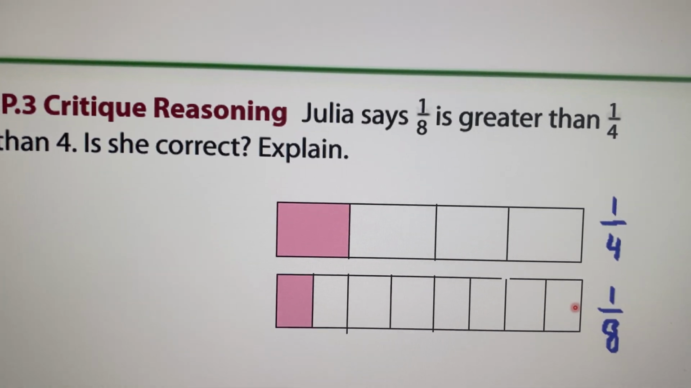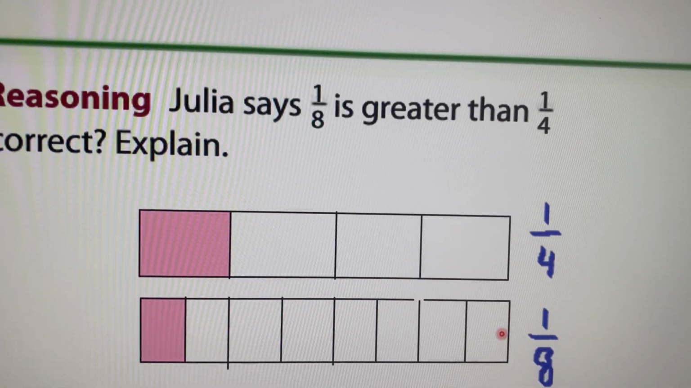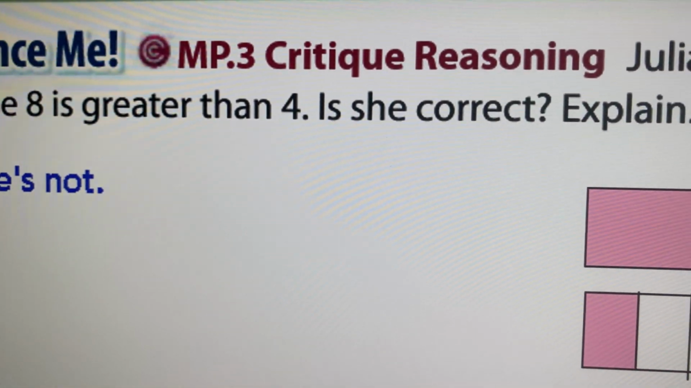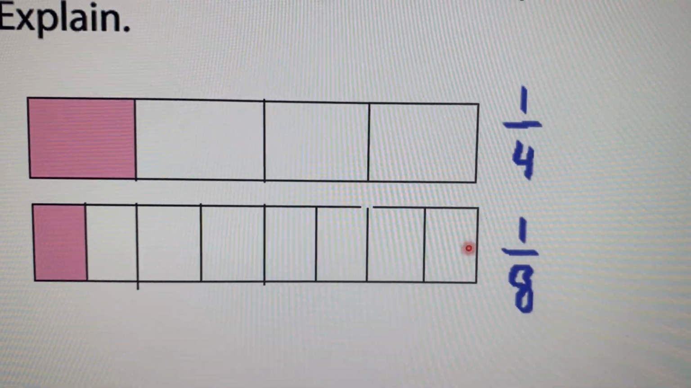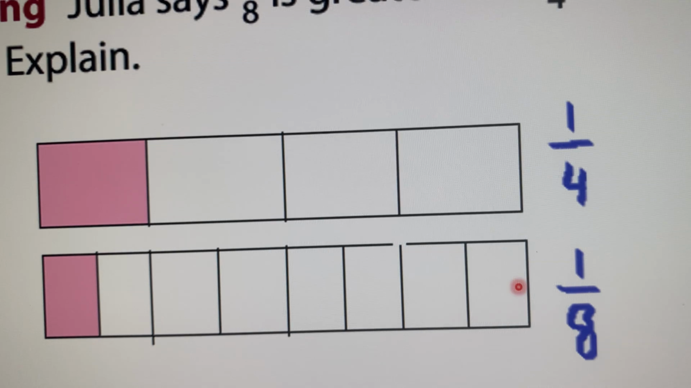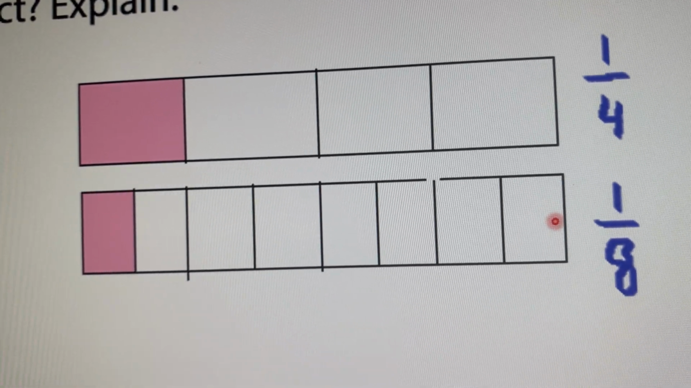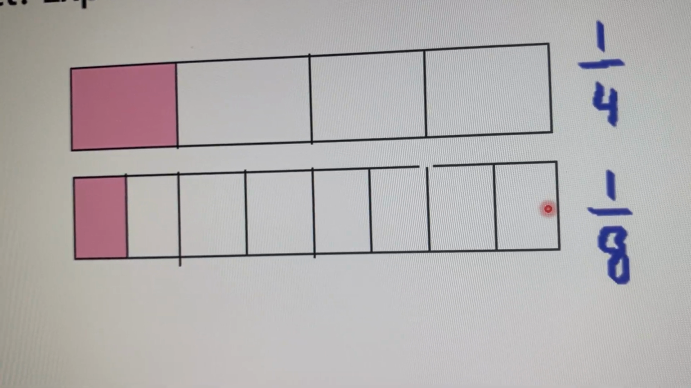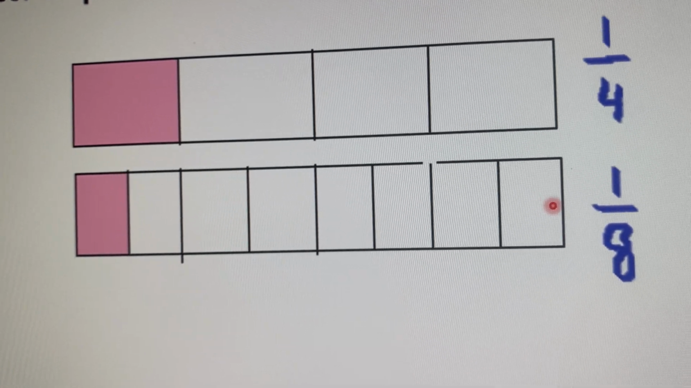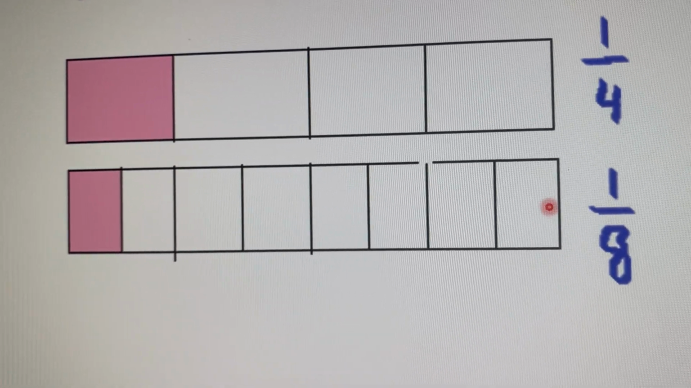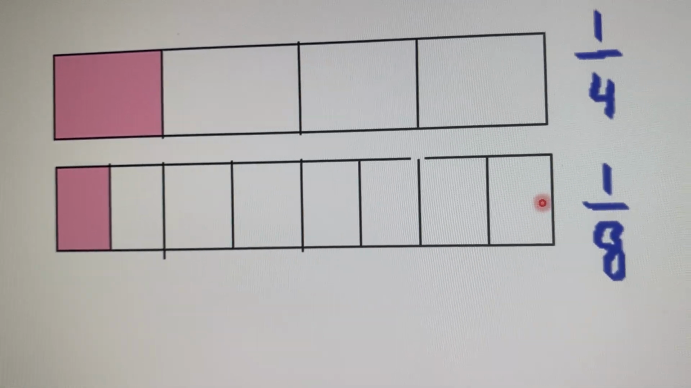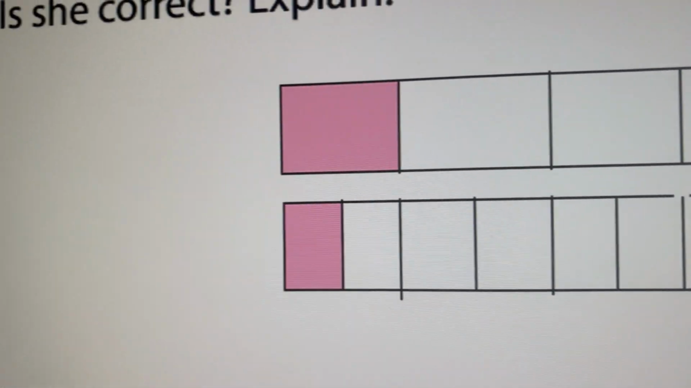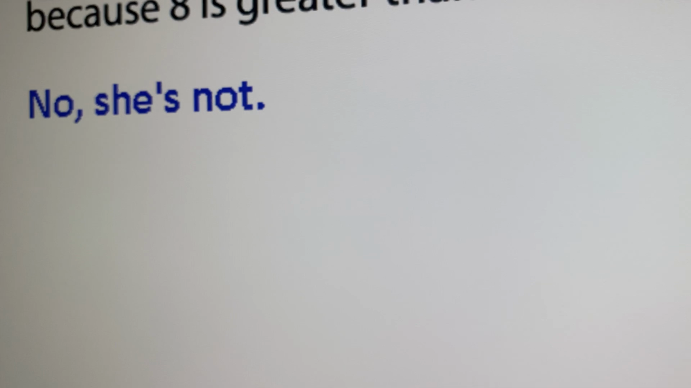Convince me. Julia says 1/8 is greater than 1/4 because 8 is greater than 4. Is she correct? No. I drew these models the same. I needed to break the first one into 4 equal parts, but the second one into 8 equal parts. For 1/8, I needed more equal parts, so the size of each equal part was smaller than the size of 1/4. So 1/4 is greater than 1/8. So Julia is wrong.